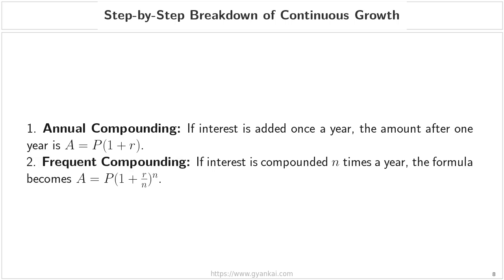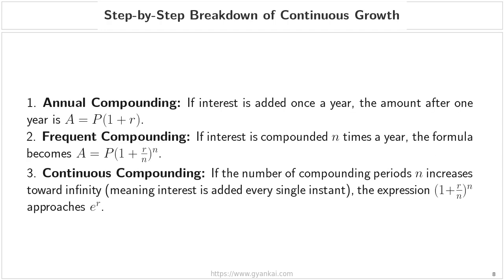However, in many financial systems, interest is compounded more frequently. If the interest is compounded n times per year, the formula becomes more complex. A equals P times the quantity 1 plus R over n, all raised to the power of n. This is where we see the mathematical magic of Euler's number.